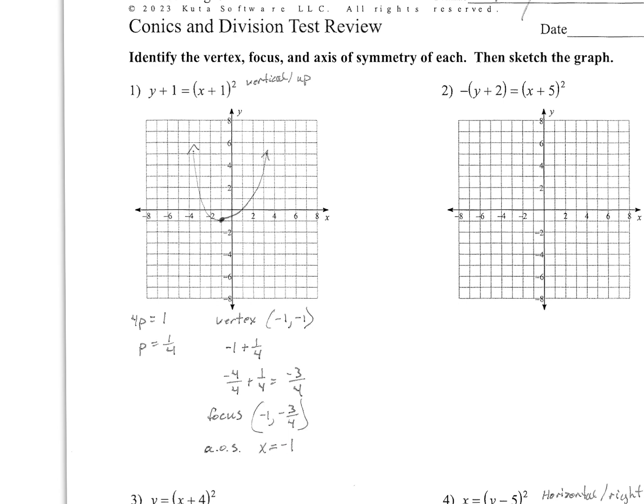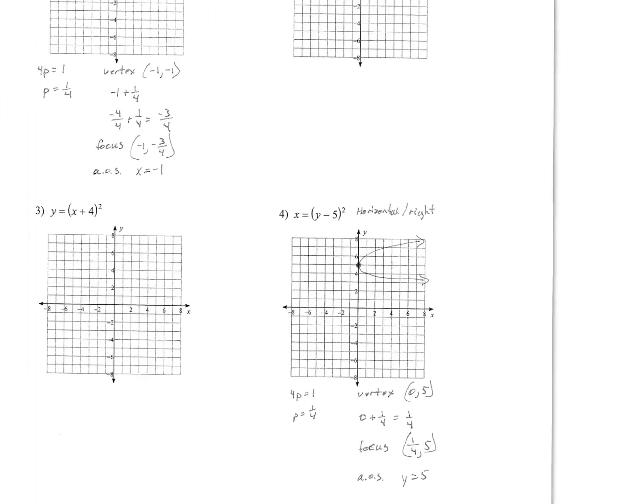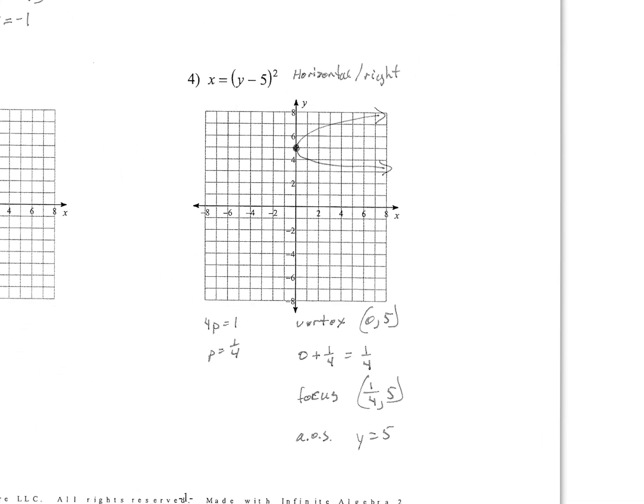All right, let's move on to another one. Let's take a look at number 4. This equation is horizontal. We know that because the y variable is what's being squared. Now, we would have seen it in our notes as y minus 5 squared equals x. It says the same thing, it's just written differently on different sides.